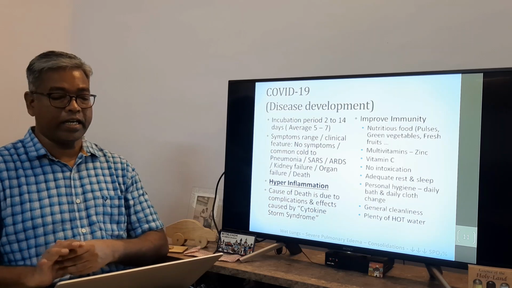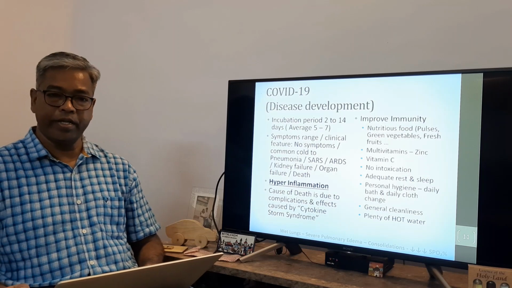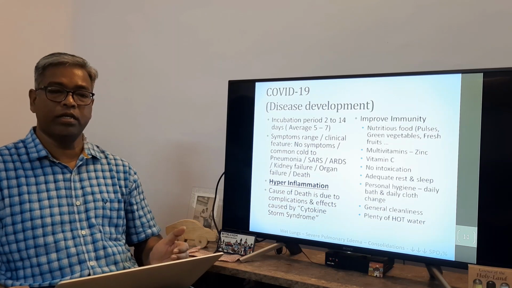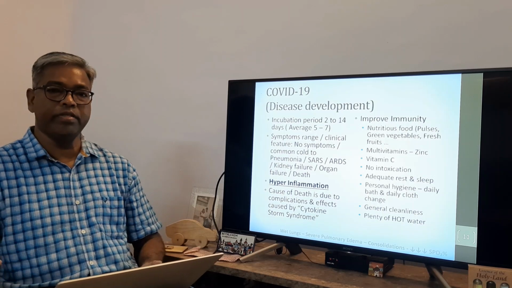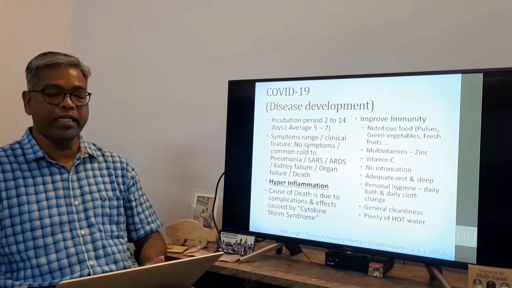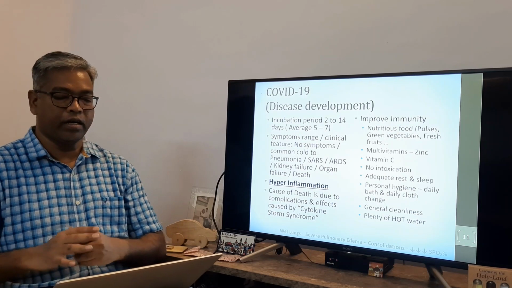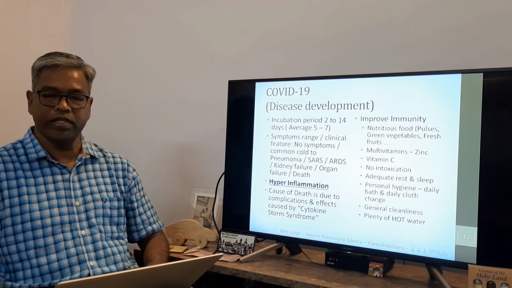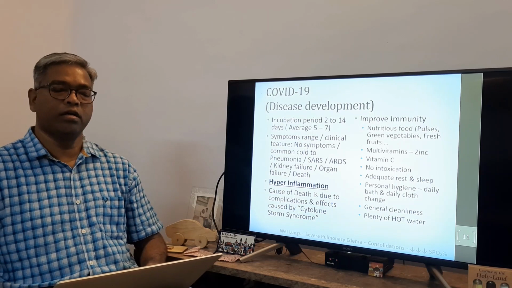So we see this is how the disease develops. The incubation period means the time it takes for a person who is exposed to the disease, by a person who is infected, to bring symptoms into his or her own body. It will take nearly 2 to 14 days, averaging about 5 to 7 days. So the incubation period will be 2 to 14 days, but 5 to 7 days on average. You will see a person who has been exposed to the infection will get affected and show symptoms.